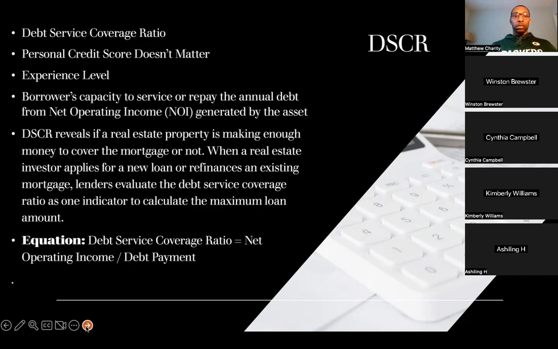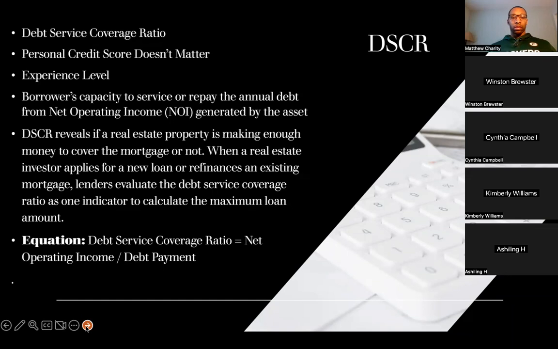And how do you figure it? The debt service coverage ratio is the net operating income divided by the debt payment. And a common question is, well, what does that number have to be for a lender to make a loan? The answer to that is every lender is different. They all have their own criteria. The lenders who make these loans are not your conventional mortgage lenders.